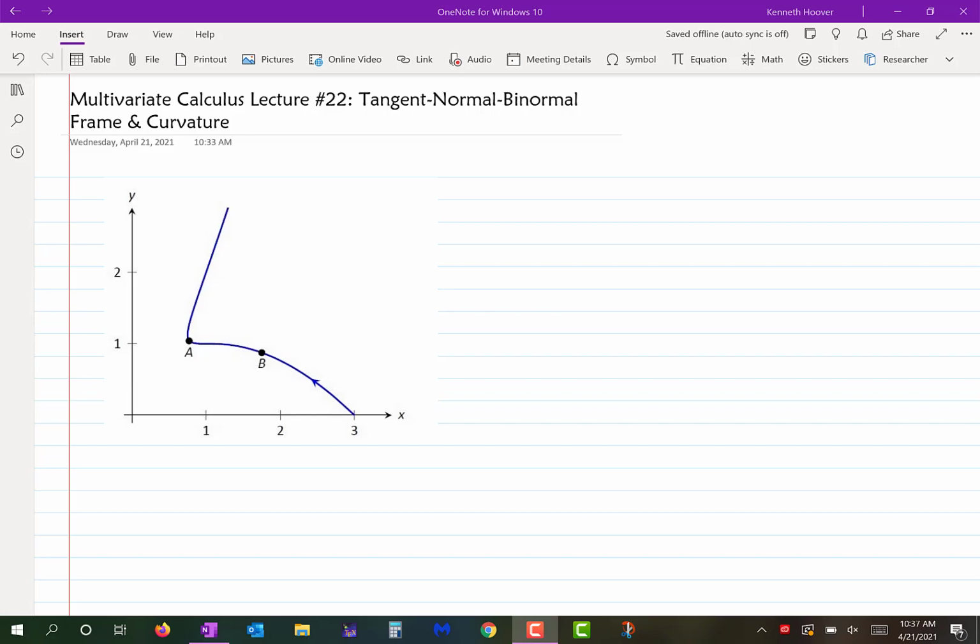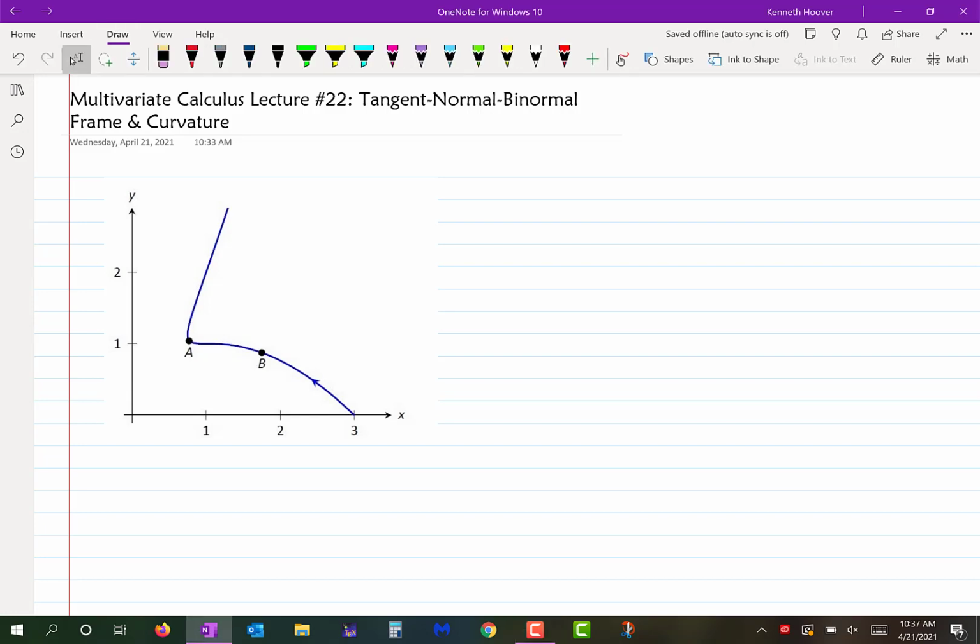Okay, let's see what we're going to do today. Suppose you have a curve in space, just like we have there in that picture. There's a blue curve, okay? Let's put a name for that. Let's just call that R of t. A vector valued function, let's say, okay?